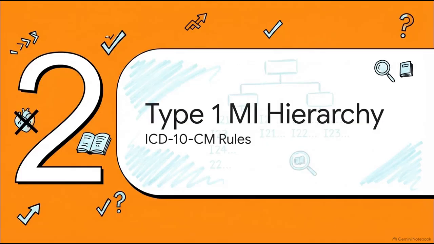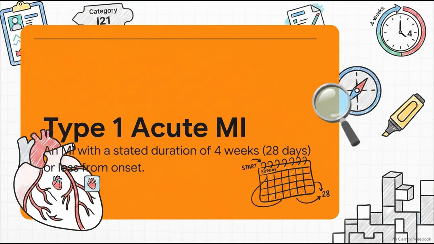Moving right along to Section 2, the Type 1 MI hierarchy. Let's shift our focus from the physical heart straight into the coding rules. The crucial point here is understanding the baseline rule for category I21, which is strictly dedicated to Type 1 acute myocardial infarctions. Here is the golden rule you absolutely need to memorize: an acute MI is defined by a stated duration of 4 weeks, or exactly 28 days, or less, from onset. If the care happens within that 28-day window from the initial event, it's considered a current acute Type 1 MI. Nailing this timeline down is literally the bedrock of accurate cardiology coding.